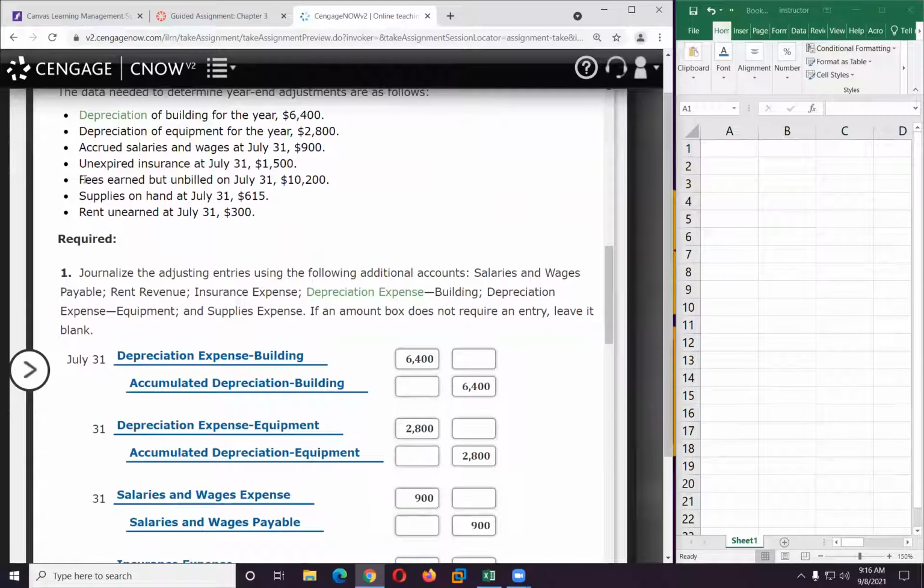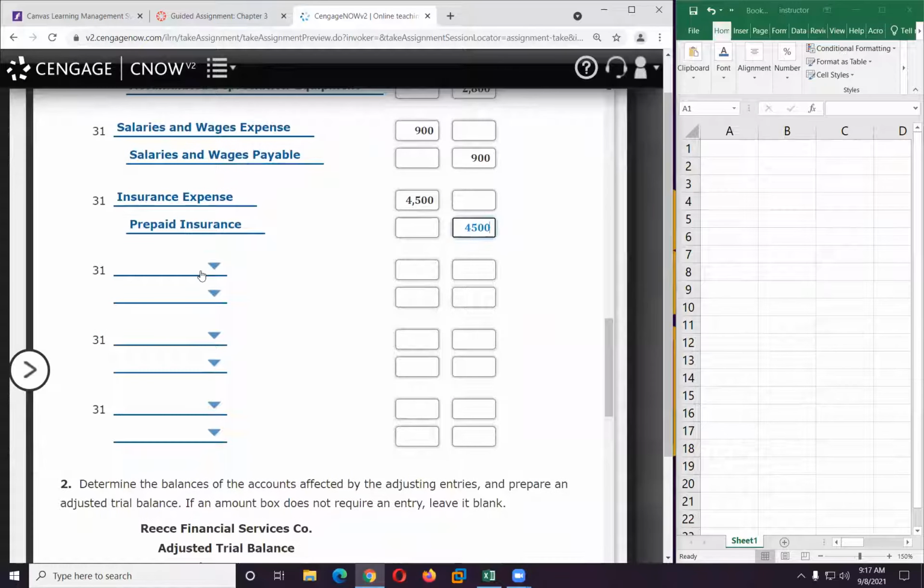The next one is fees earned but unbilled on July 31st are 10,200. So again, we do work for people throughout the month. A lot of times we don't bill people till the end of the month. That's pretty normal for a lot of businesses. So what you do is you get to the end of the month, and so that your revenue will show correctly on your income statement, you go ahead and enter all that money you've earned, but you haven't got paid for yet. So the amount that we've earned is 10,200.